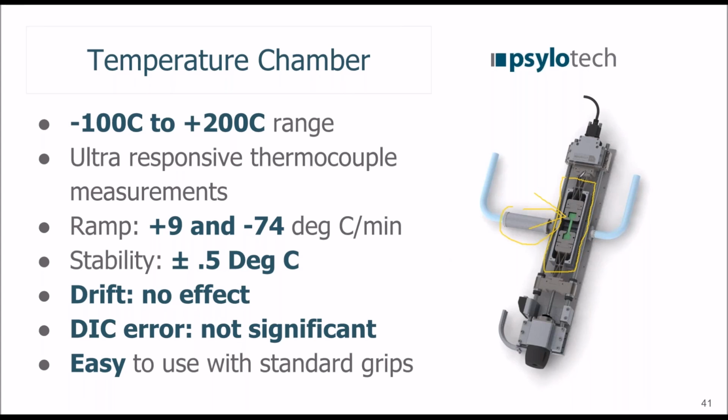And we actually have machined these grip extensions to minimize any drift that might come in because of the heat and the cool that's in here. So it's a liquid nitrogen cooled cartridge heater heated temperature chamber with 0.5 degree stability, and it's compatible with DIC, which is with high magnification DIC, which is pretty unheard of with this market.